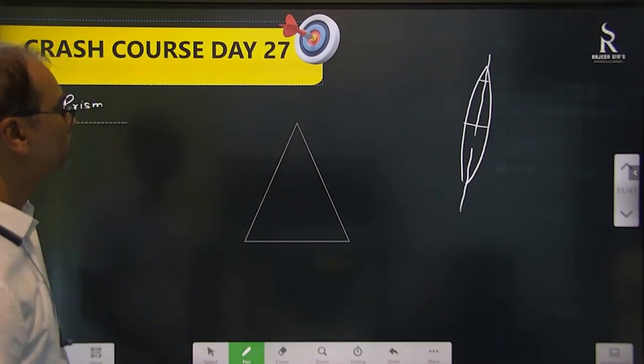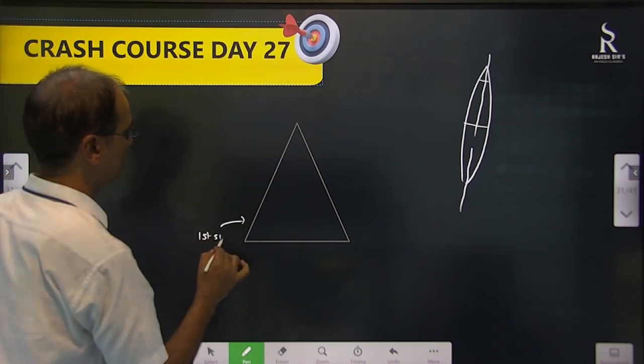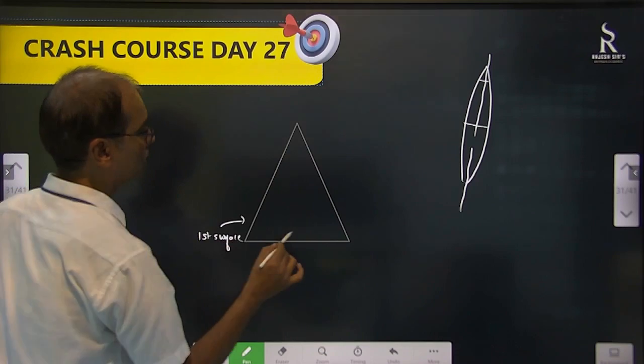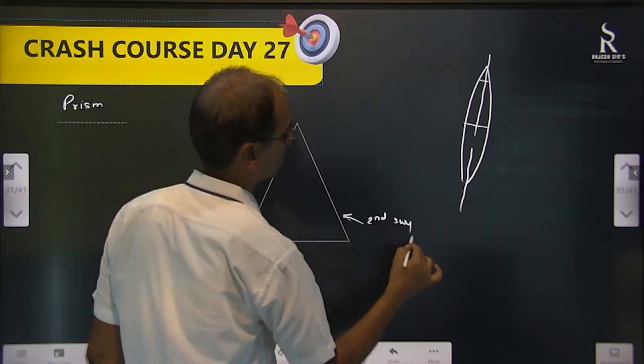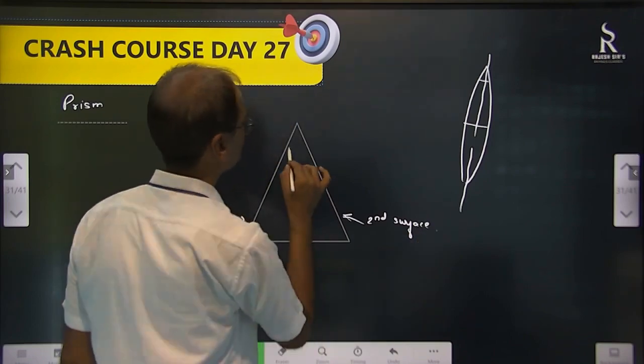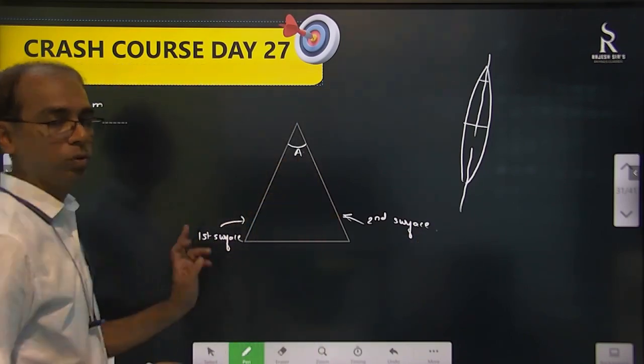Alright, so this is prism over here. This is the first surface. This is second surface. Okay, this is called angle of prism. Angle of prism is between two refractive surfaces.